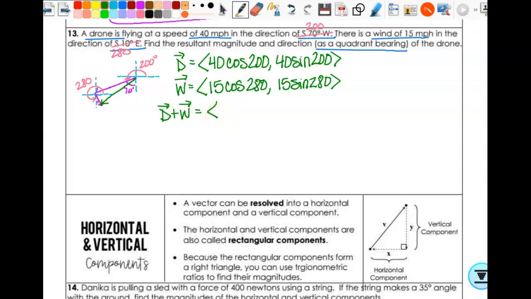I'll write the resultant up here, and then I'll give you a minute. You go ahead and find the magnitude. After you double check that your resultant's correct and you actually have it stored in there, then you find the magnitude and the quadrant bearing. Then I'll talk you through it.